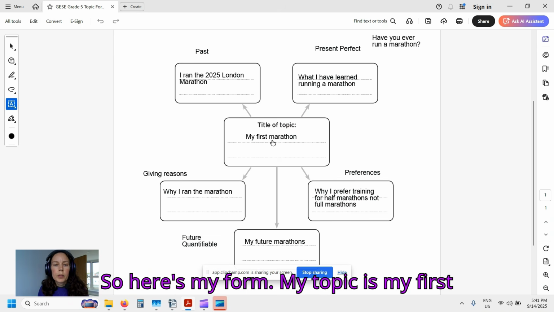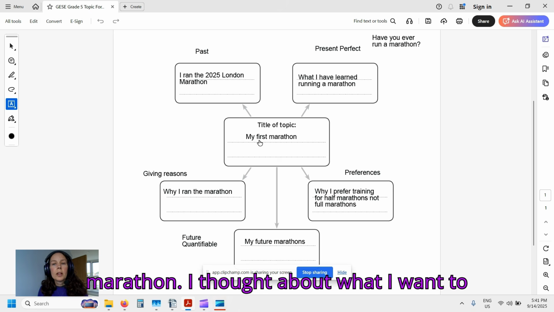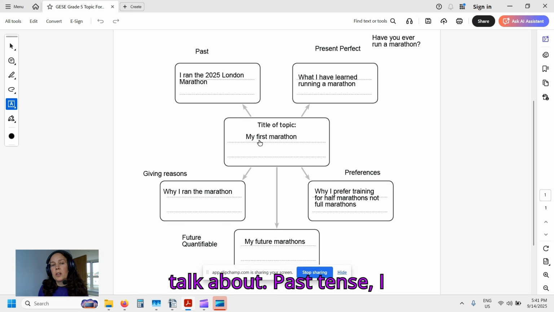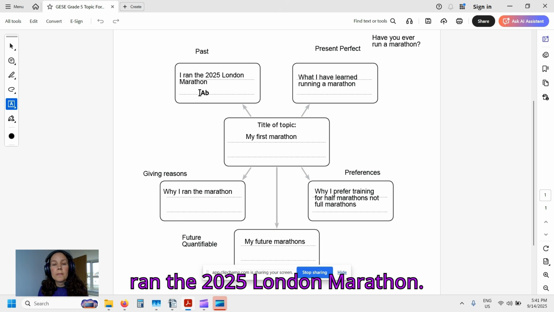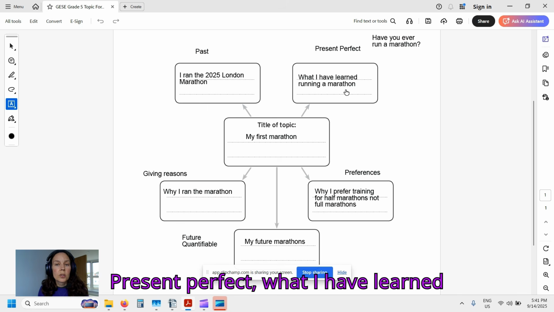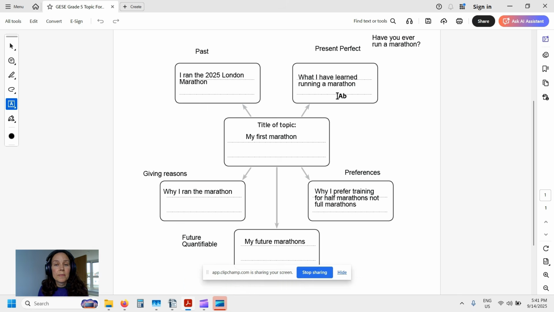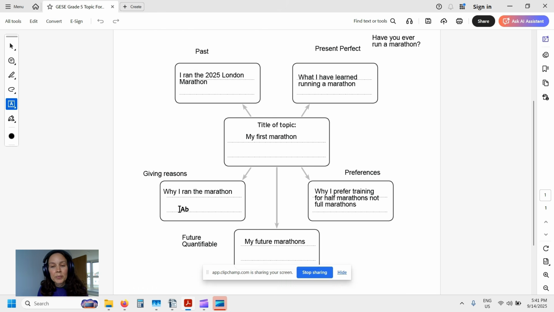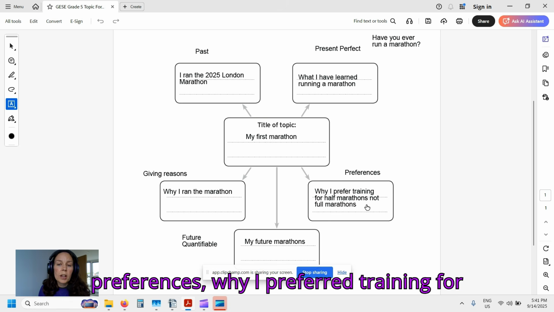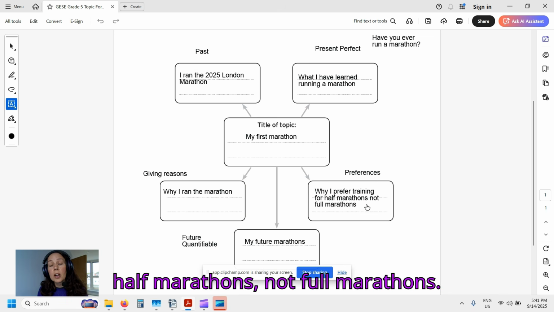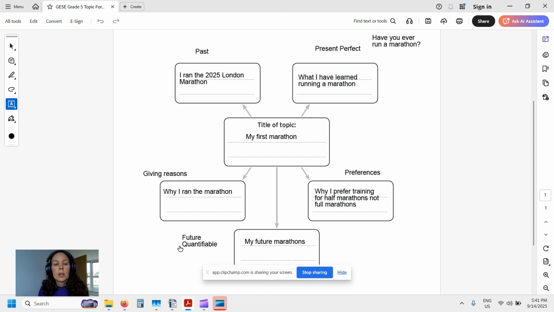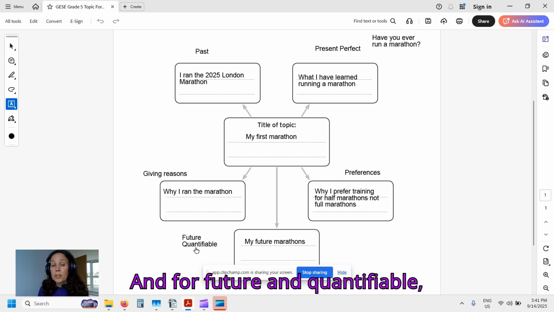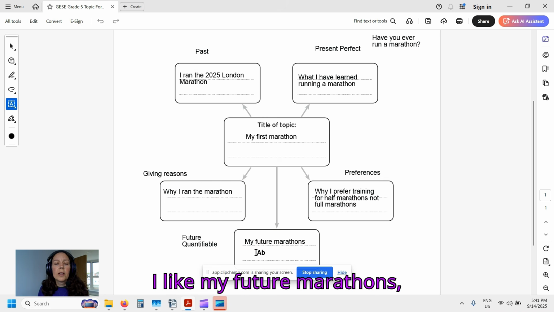So here's my form. My topic is my first marathon. I thought about what I want to talk about. Past tense, I ran the 2025 London Marathon. Present perfect, what I have learned running a marathon. Giving reasons, why I ran a marathon. Preferences, why I prefer training for half marathons, not full marathons. And for future and quantifiable, I like my future marathons, plural.